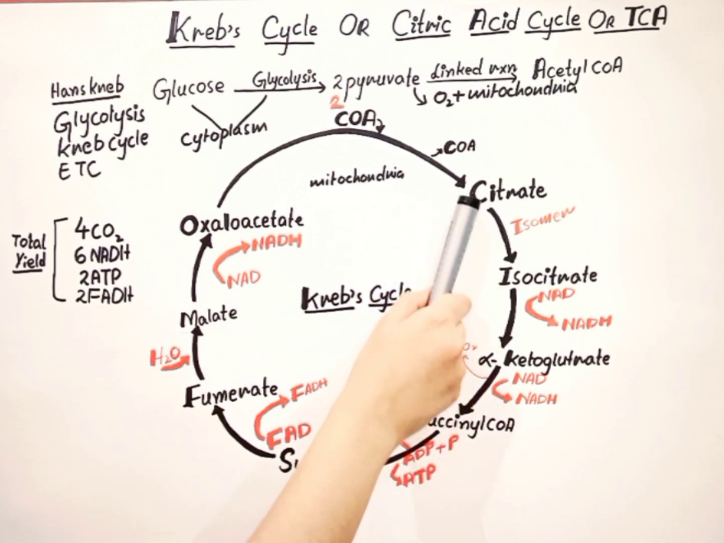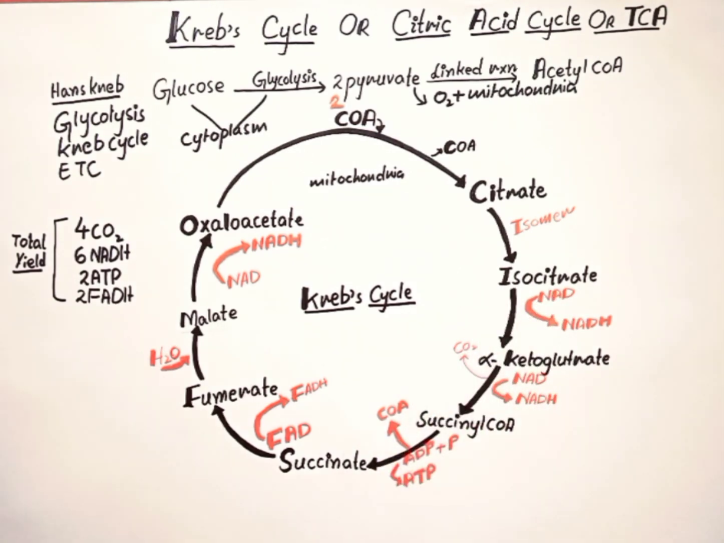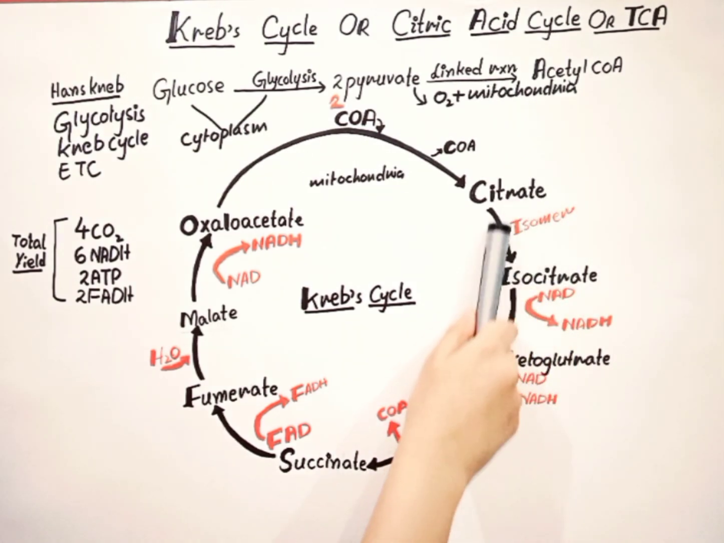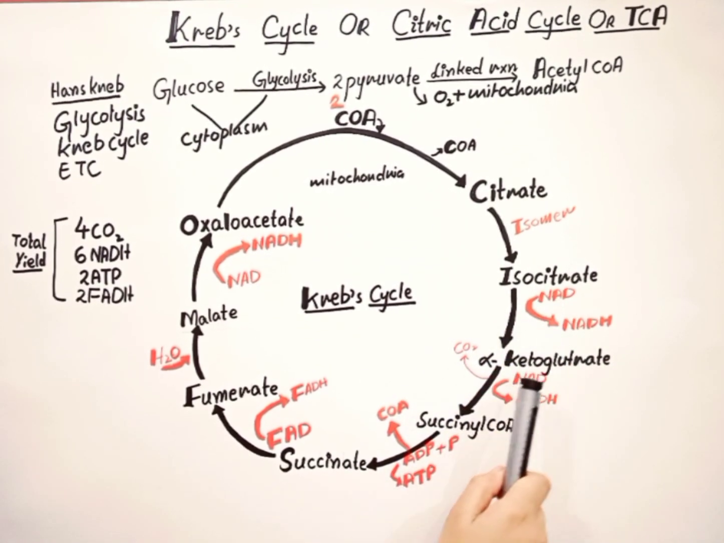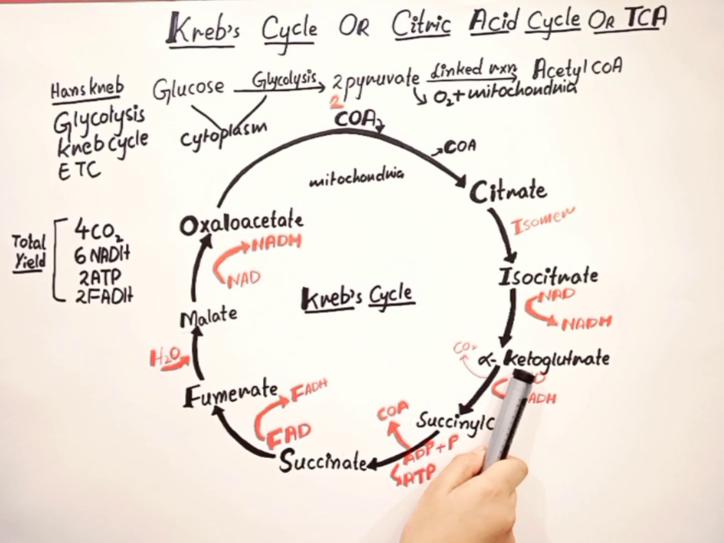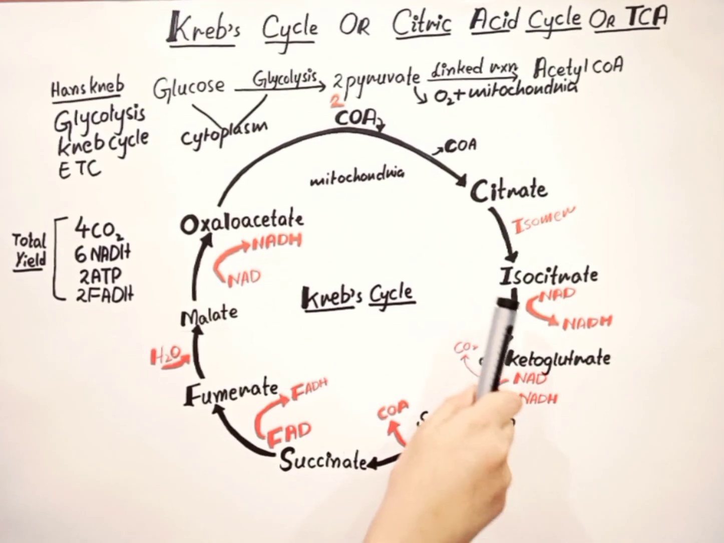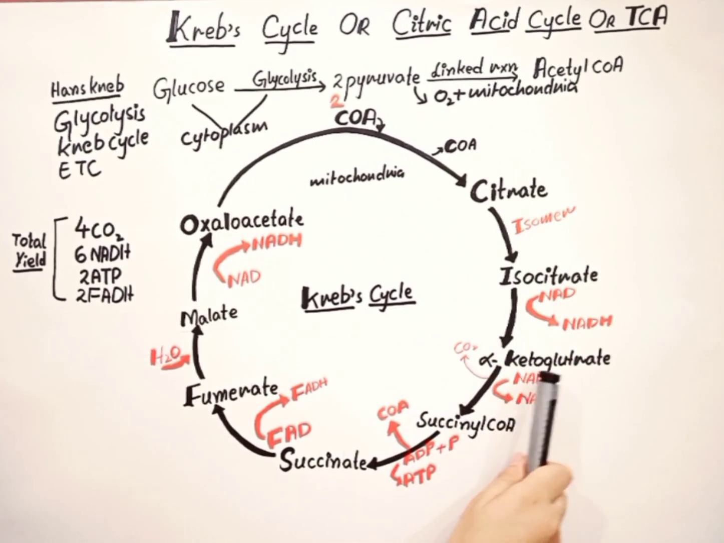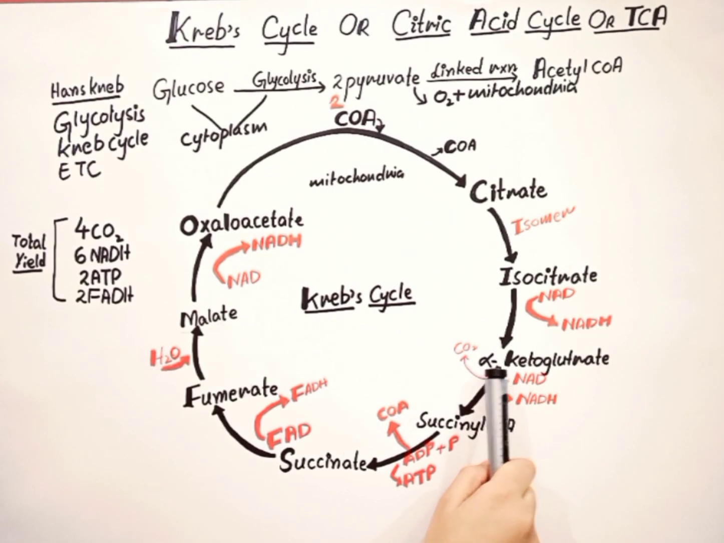In a further reaction, the citrate will convert into isocitrate, and this isocitrate is the isomer of citrate. In the next step, this isocitrate will convert into a 5-carbon molecule called alpha ketoglutarate. After the conversion of isocitrate into alpha ketoglutarate, there is formation of NADH. Now in the next step, alpha ketoglutarate will convert into succinyl coenzyme A, a 4-carbon molecule.